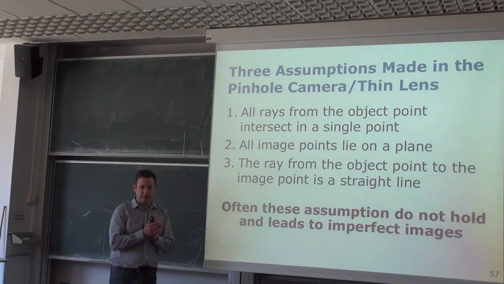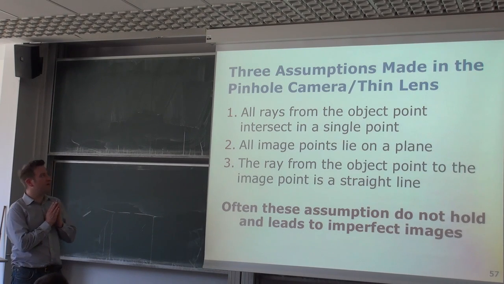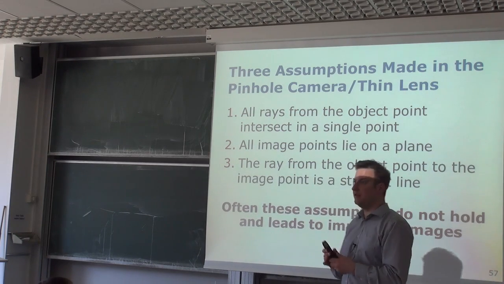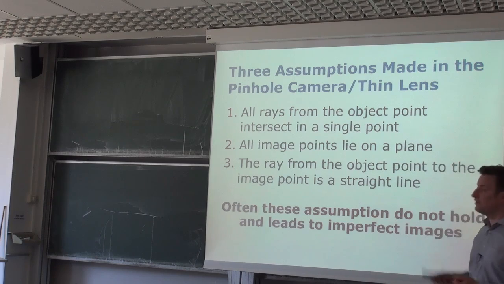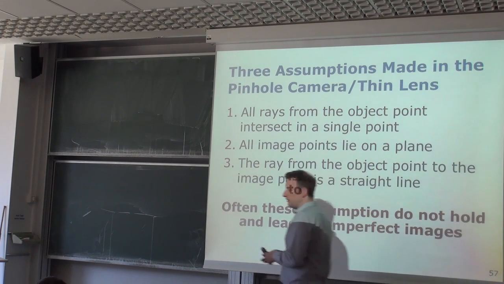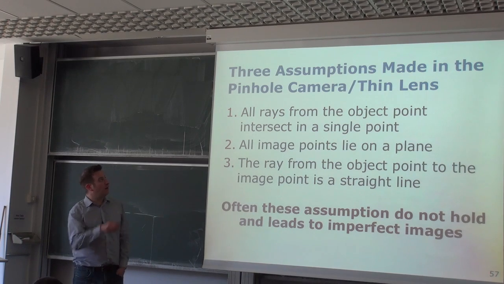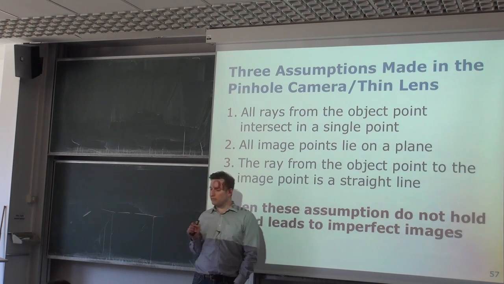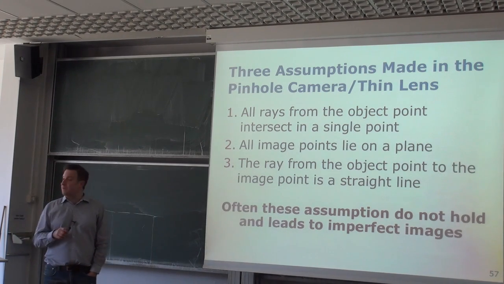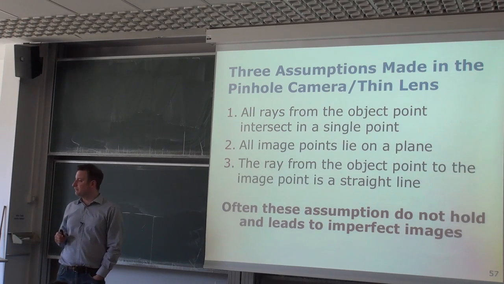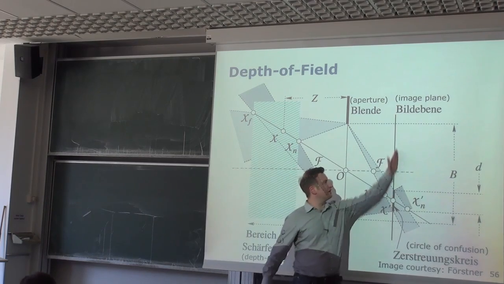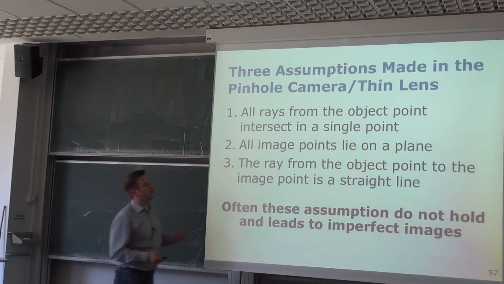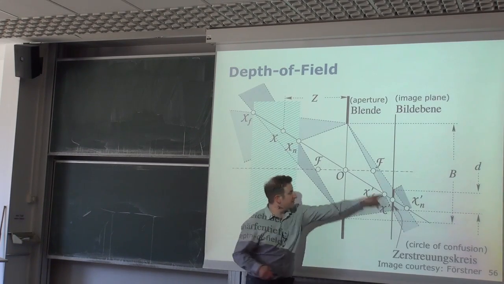Okay, so the key assumptions that are made in the pinhole camera model, or if you're using a lens, the assumptions of the pinhole camera which we also use with lenses, are that all rays from an object point intersect in a single point, our focal point. The other thing is that all the images lie on a plane, so that this is a perfect image plane over here. And the third one is that the ray from the object point to the image point is a straight line.